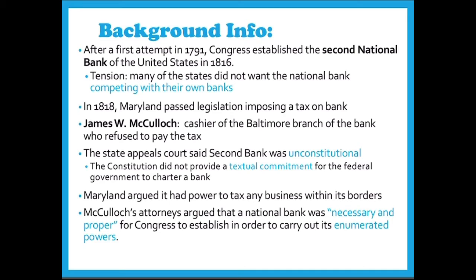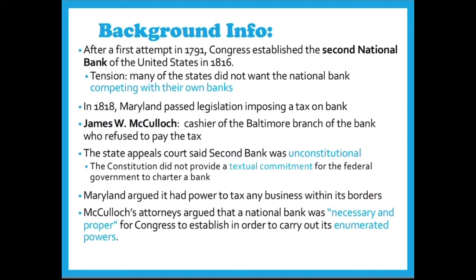This created a lot of tension between the states and the government because the states did not want the national bank competing with their own banks. In 1818, the state of Maryland passed legislation to impose a tax of $15,000 on the bank. This is when James W. McCulloch, who was a cashier of the Baltimore branch of the bank, decided to refuse to pay the tax.